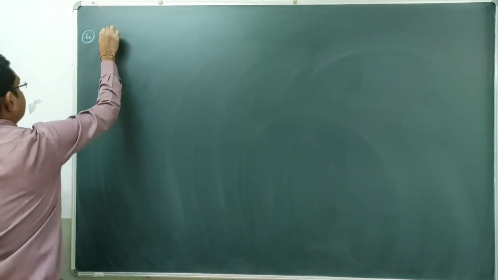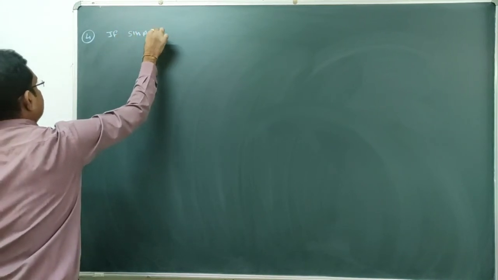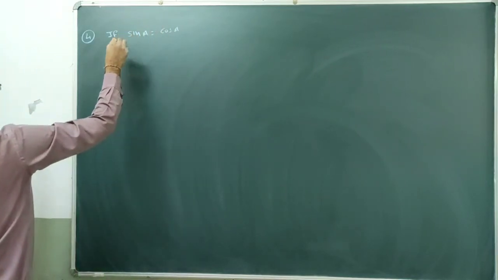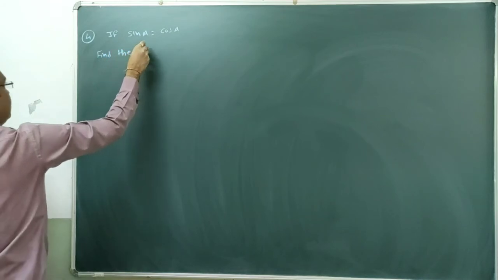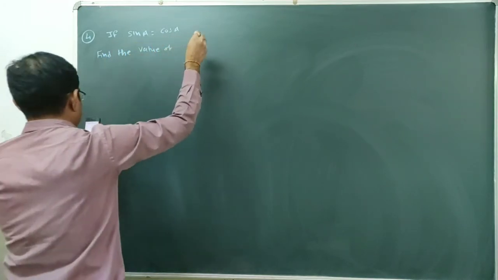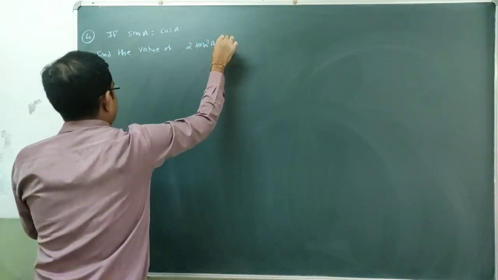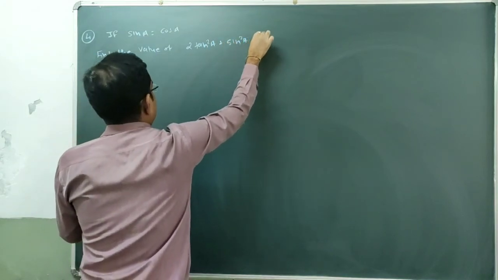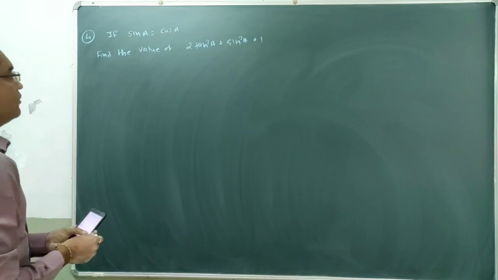Here it is given that sin A is equal to cos A. Now the question is to find the value of 2 tan square A plus sin square A plus 1. This we have to find. Done.